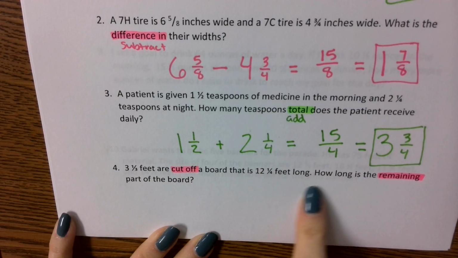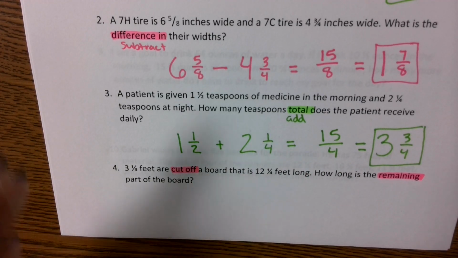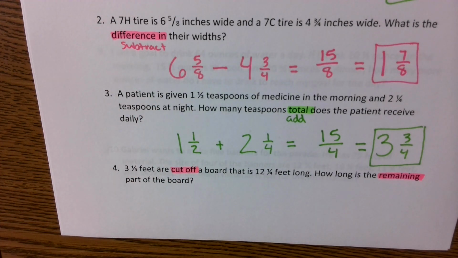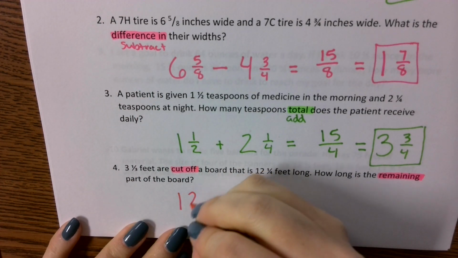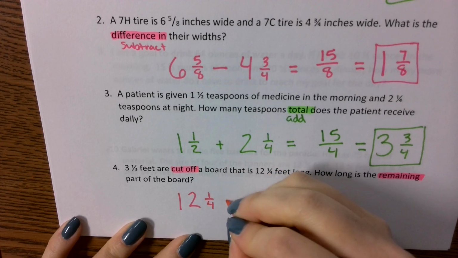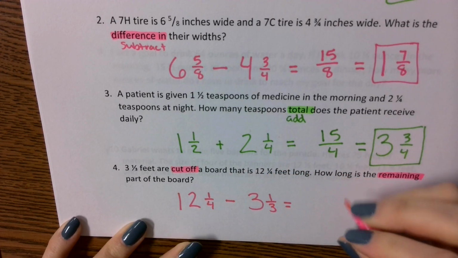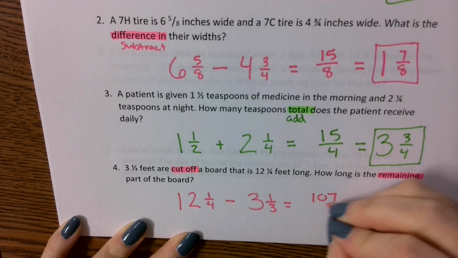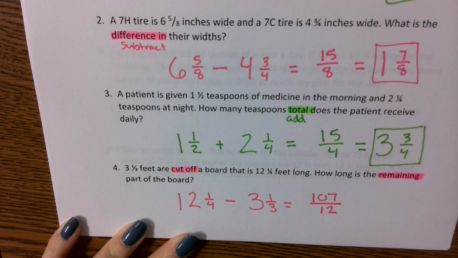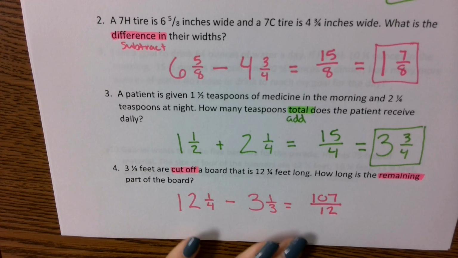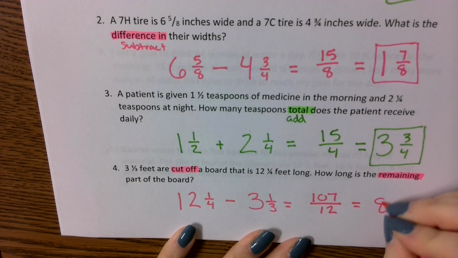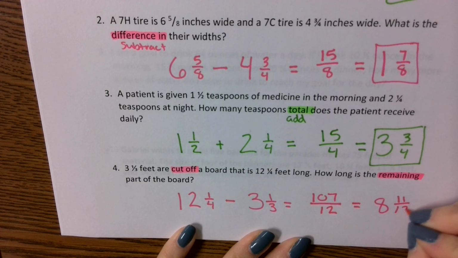That means this is the board we're starting with, and then we're cutting or removing something away from it. Okay, so we're taking 12 1/4, and we're going to subtract 3 1/3. And when we do that, that's going to give us 107 over 12, which would convert to 8 11/12.